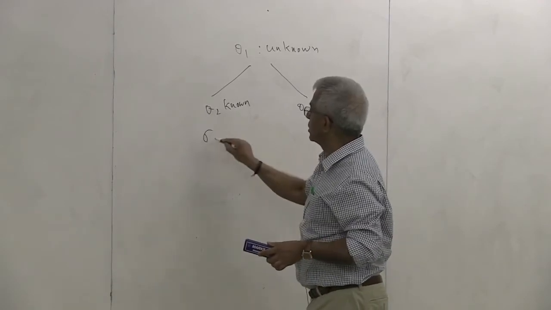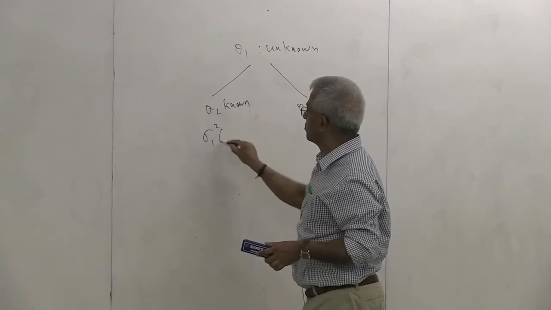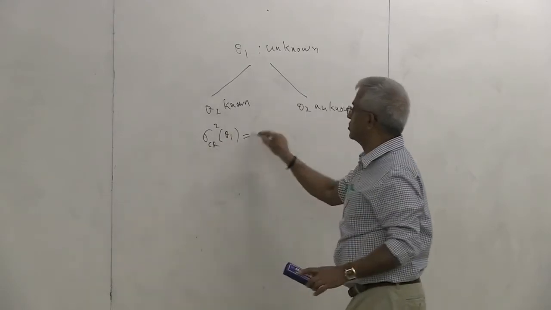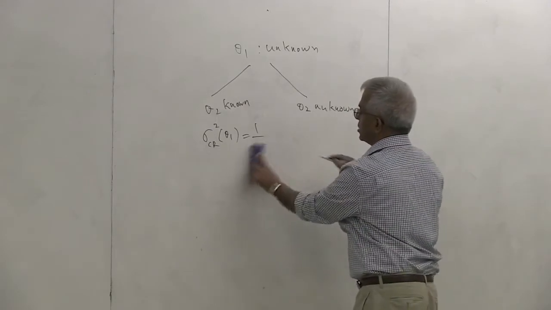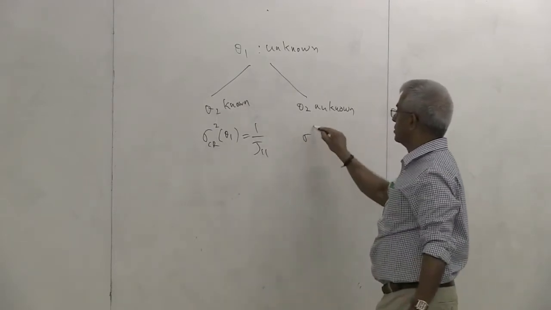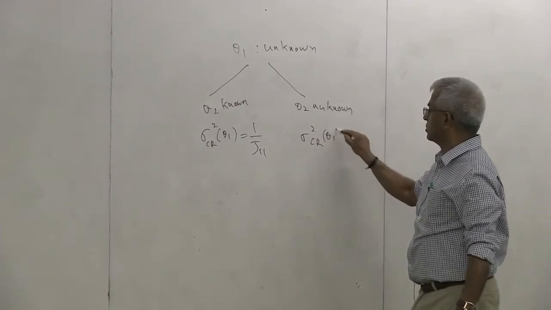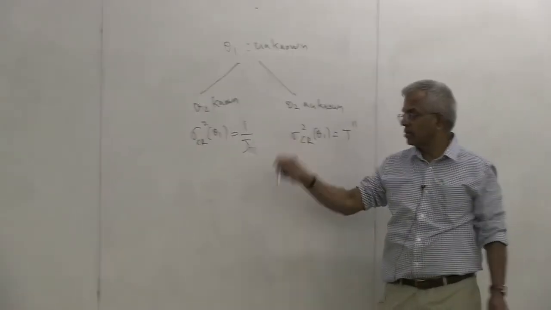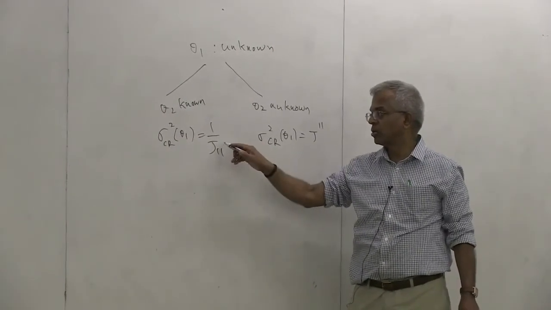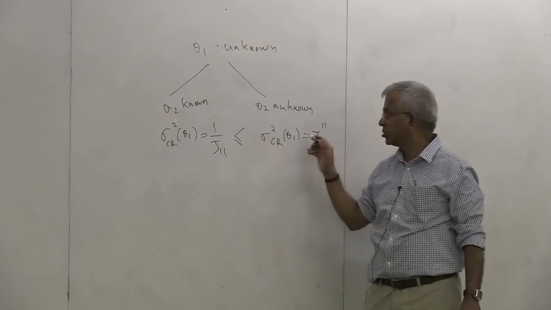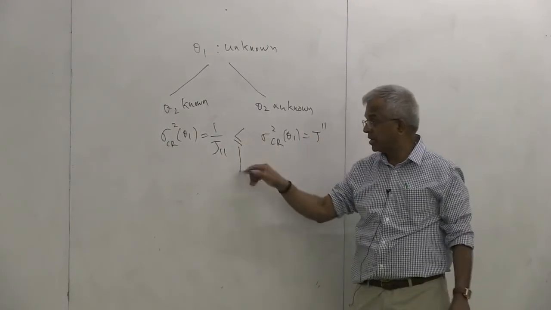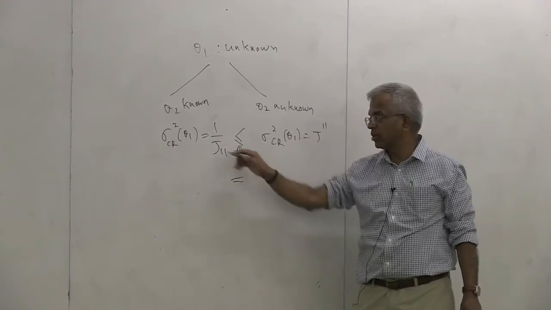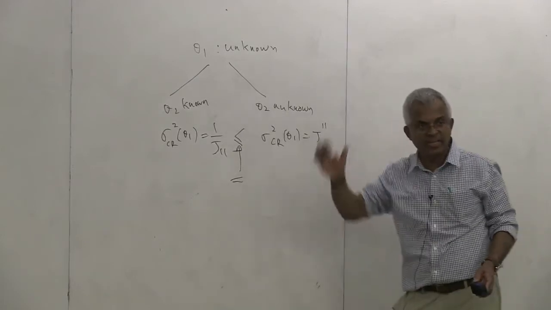In both cases, you can compute the Cramer Rao bound for theta 1. Of course, in this case it is 1 over J11, and in that case the Cramer Rao bound is the corresponding entry of the inverse of J. Generally, this bound is greater than this one. But there are cases where both may be equal. The two bounds are equal when J is diagonal.